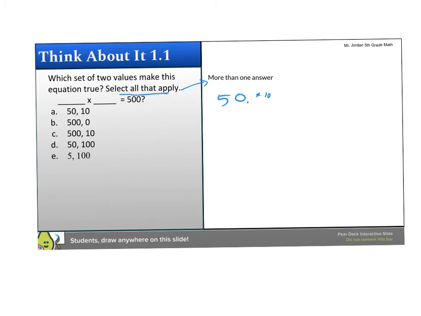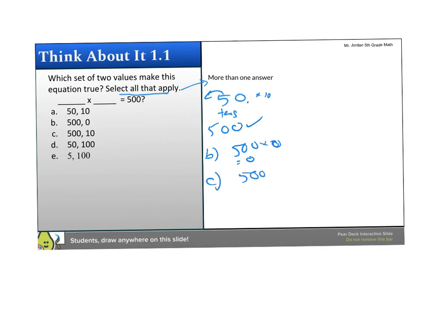If this is the tens place, then it's going to shift to the left, and it's going to be in the 500s. So this would be correct. B, 500 times 0, we see that anything times 0 is 0. So it's not a 10. This answer is just going to be 0.